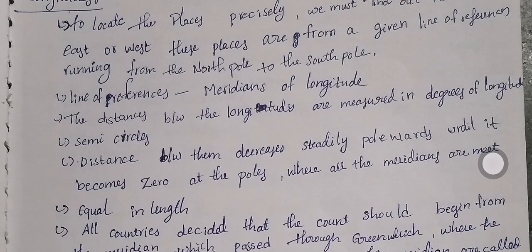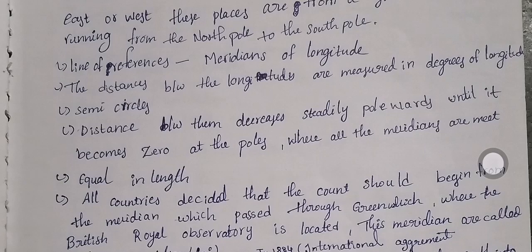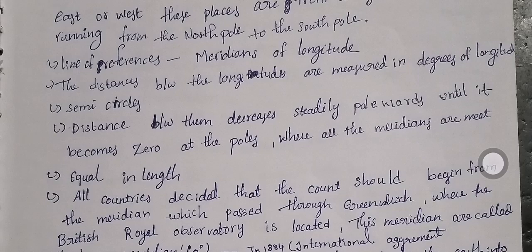These are also called meridians of longitude. The distance between the longitudes is measured in degrees of longitude. These are semicircles, whereas the latitudes are circles. The distance between the longitudes goes on decreasing as you go towards the poles.